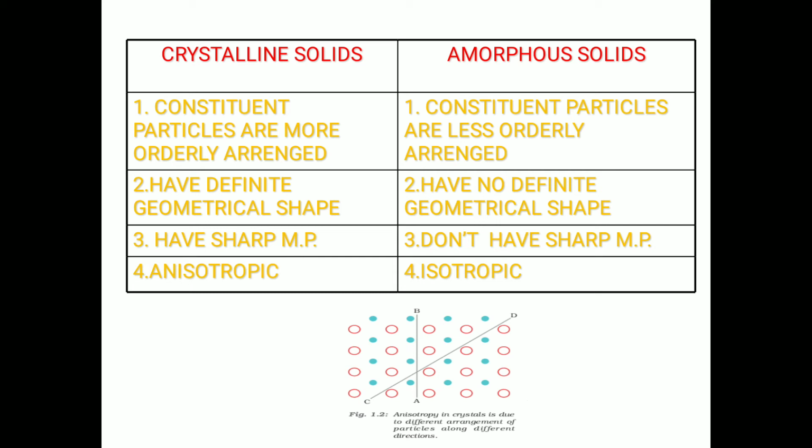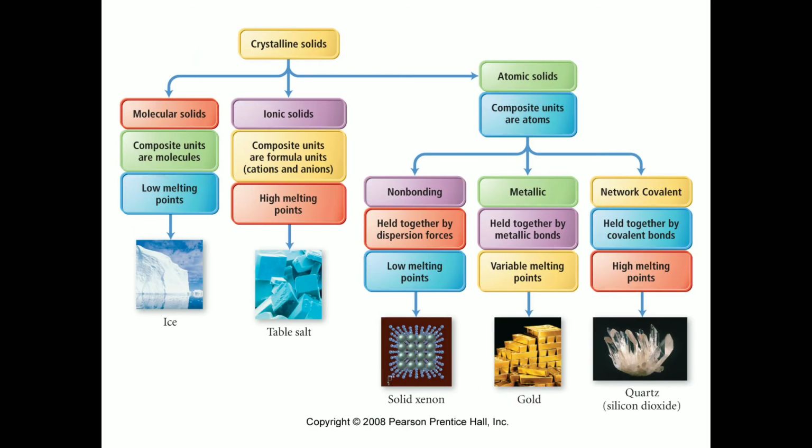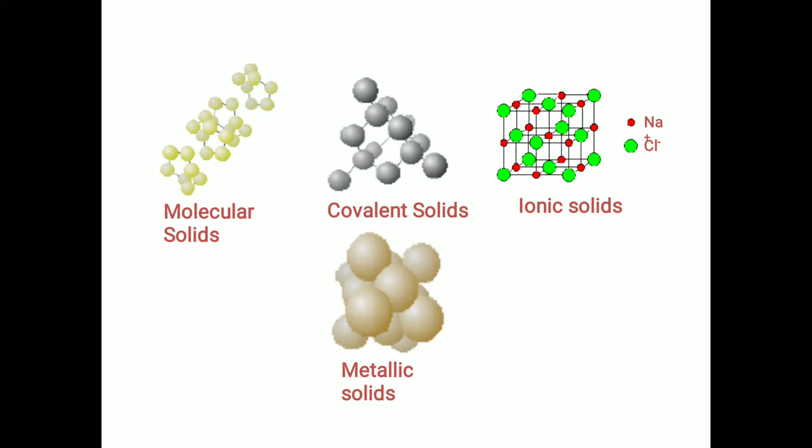Concentrate on the solids diagrams, as there is a chance of questions coming on diagrams in CET and NEET. Moving ahead. Now, classification of crystalline solids. How are these crystalline solids classified? The crystalline solids are classified into molecular solids, ionic solids, covalent solids, and metallic solids.